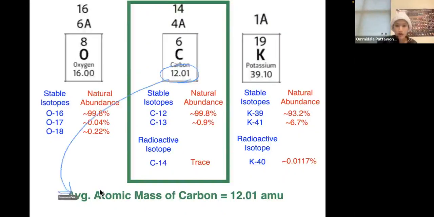Okay, so for example, carbon would be 12.01, which comes from our calculation as well, right? And for oxygen and potassium, it would be the number written right here. So those are going to represent the average atomic mass. So you actually do the weighted average of the mass of each isotope.